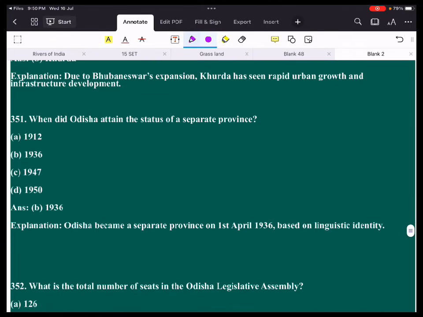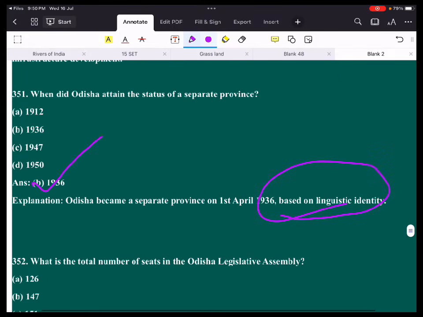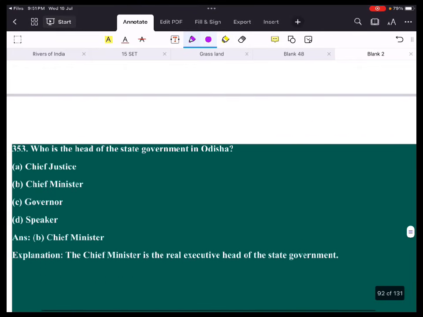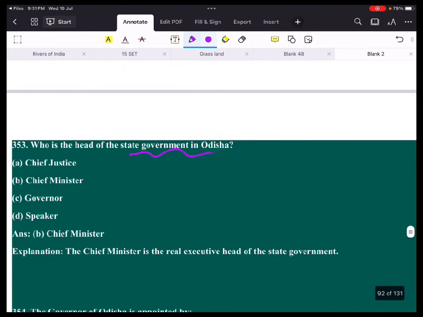When did Odisha attain the status of a separate province? In 1936, based on linguistic identity. What is the total number of seats in the Odisha Legislative Assembly? That is 147. Who is the head of the state government in Odisha? That is option B, Chief Minister.